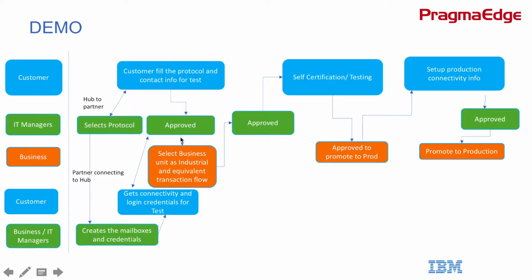On approval of the customer information, a workflow is set up, wherein you can select the business unit as industrial in this case and select its equivalent flow based on the transactions that are needed. And once all the flow is set up, it is sent for approval again by the sponsor.